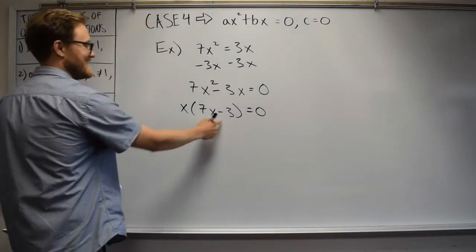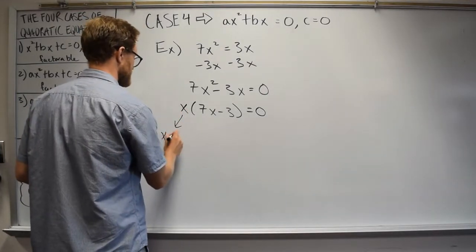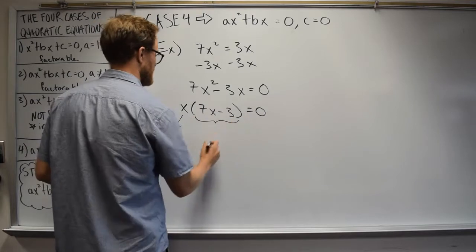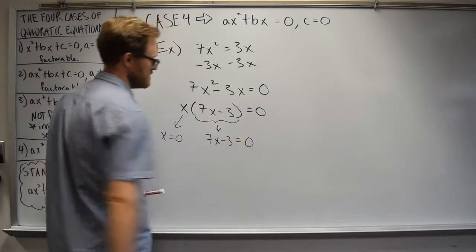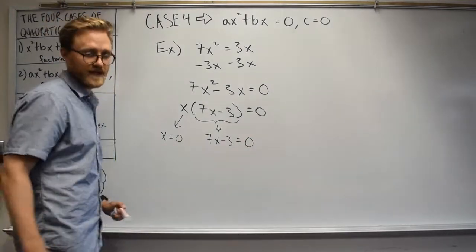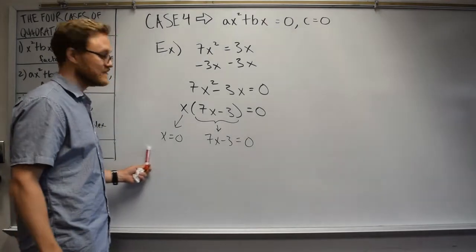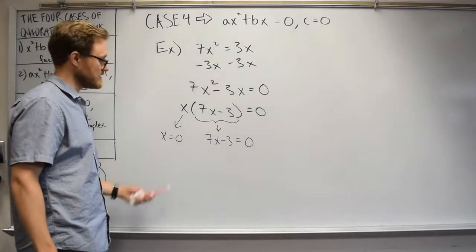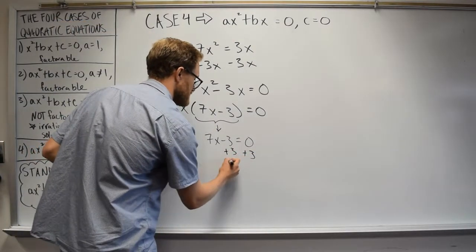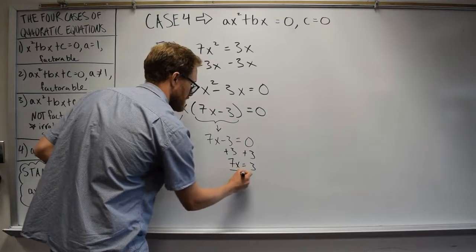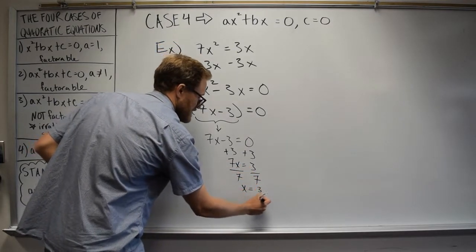And then I'm going to set each part of this equal to 0. So I'm going to set x equal to 0, and I'm going to set 7x minus 3 equal to 0. This matches what we had when we did it the first way that I showed you, and this is the solution that we miss if we do it that way. So one of our solutions is x equals 0, and the other solution is x equals 3/7.